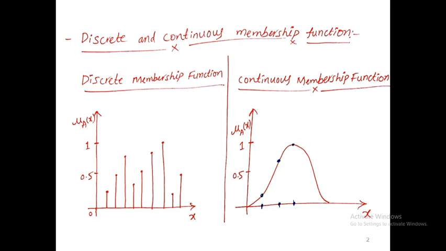For example, on the left side figure, from one line to the other line there is a gap, so that shows that it is not continuous. But here, from each point on the x-axis, the corresponding y values are joined with a line, that is continuous. That is the basic difference between discrete and continuous. So there are discrete membership functions and also continuous membership functions. If you have continuous values, then you can go for the continuous membership function.